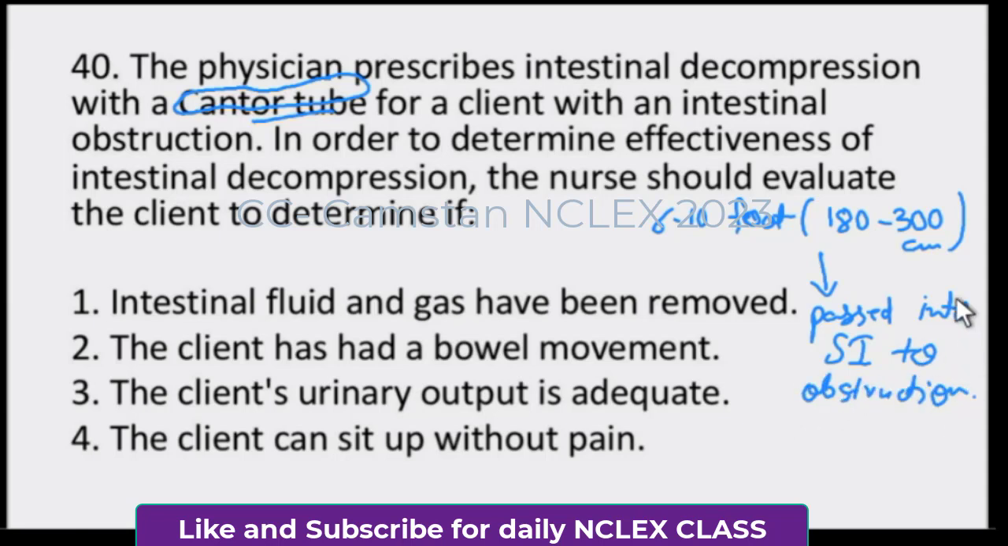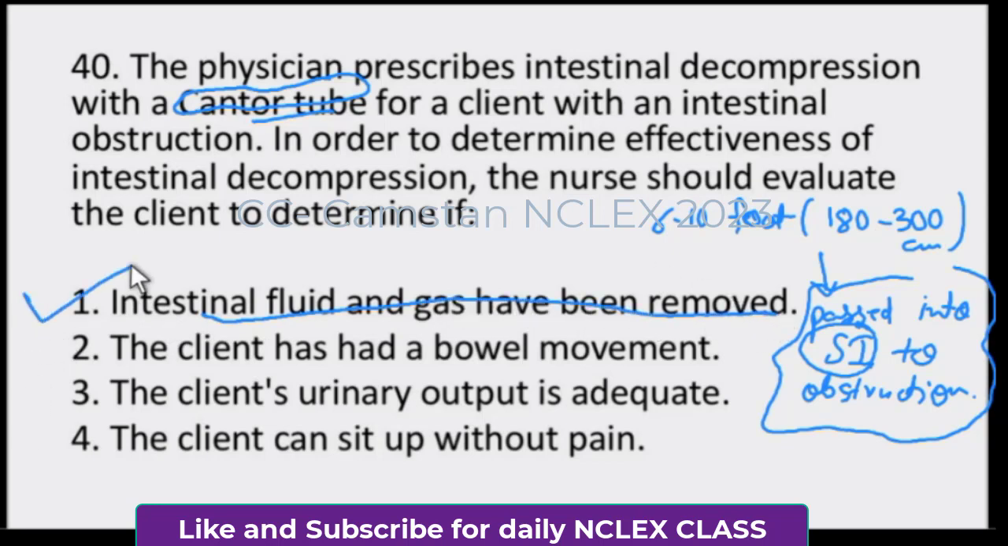Now, why is it passed? It is passed to remove any accumulated fluid and gas due to the obstruction to relieve the pressure. So the main purpose of passing this Cantor tube inside the small intestine of the client is to remove any accumulated fluid and gas so that the pressure can be relieved. So the first option is intestinal fluid and gas have been removed. So it is a right option.